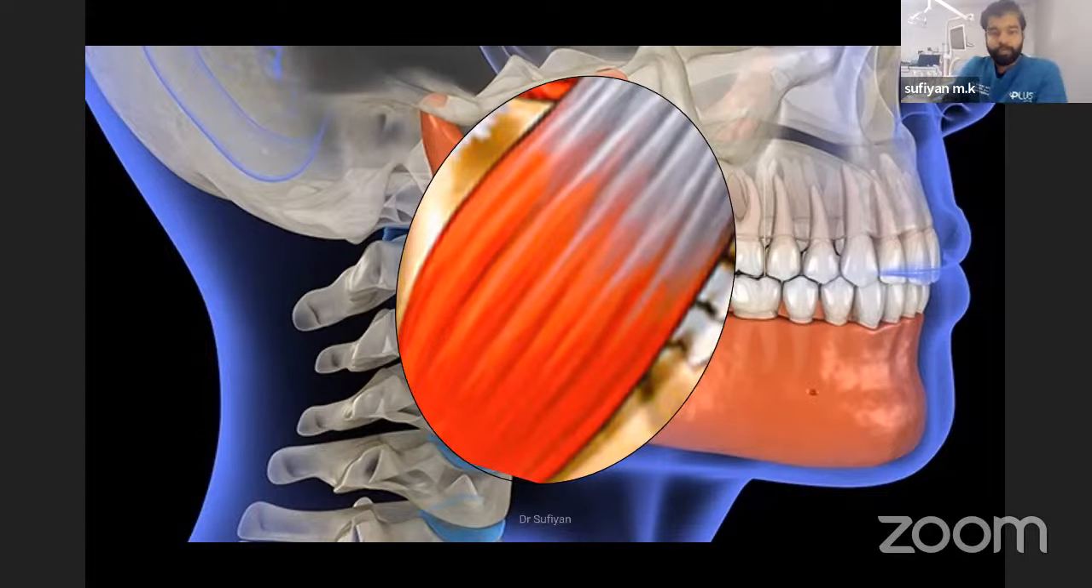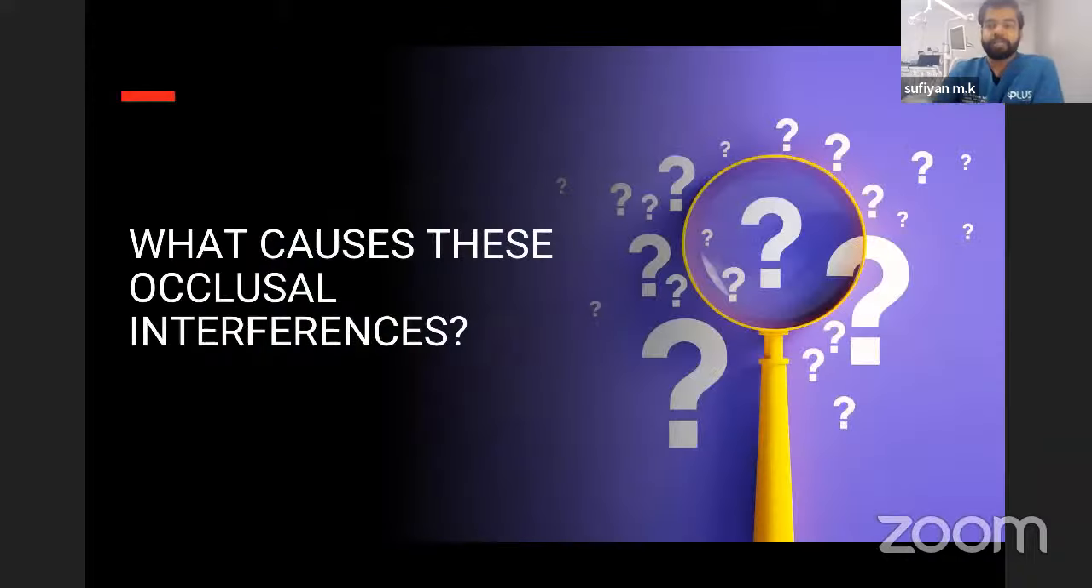Okay, so you saw what normal occlusion is, and different types of occlusion. You saw how to check the occlusion with articulating paper, which articulating paper marks to keep and which to remove, in static and in lateral excursive movements. And you also saw what will happen if you do not remove the occlusal interferences, right? So next, we will see what causes these occlusal interferences and how to avoid them, right?